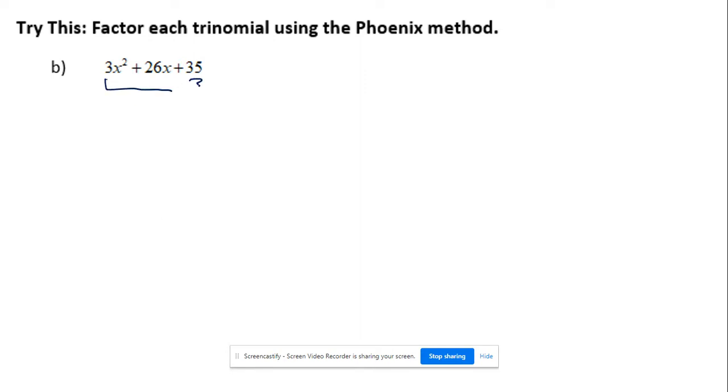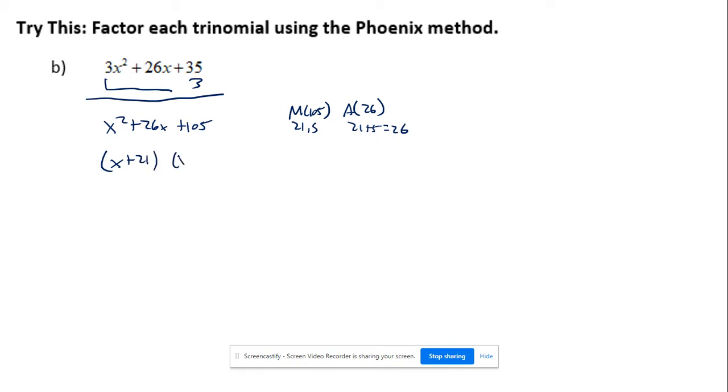Okay, so I multiplied the 3 over. So if you're checking your work, is this what you had for your first step? And then we were looking for numbers that multiplied to 105 and added together to equal 26. The correct pair of numbers there was 21 and 5. 21 times 5 is 105. 21 plus 5 was 26. So I factored that as x plus 21, x plus 5.